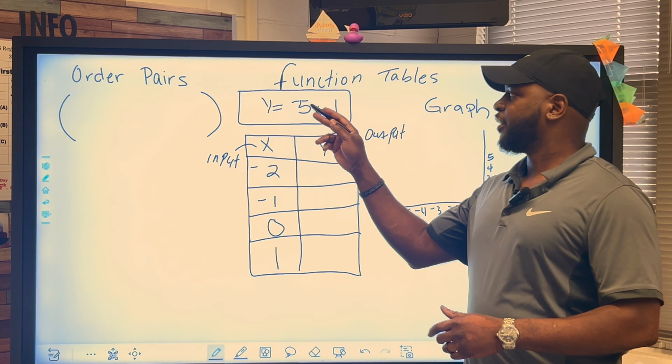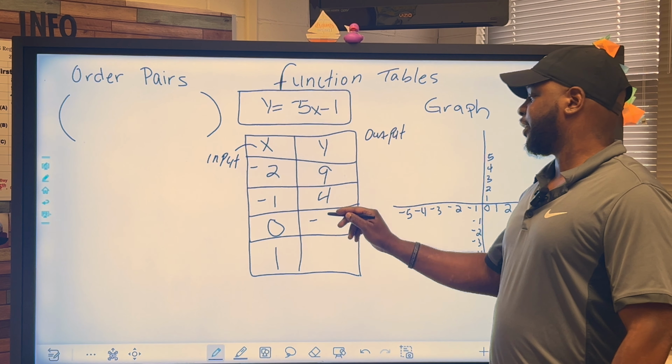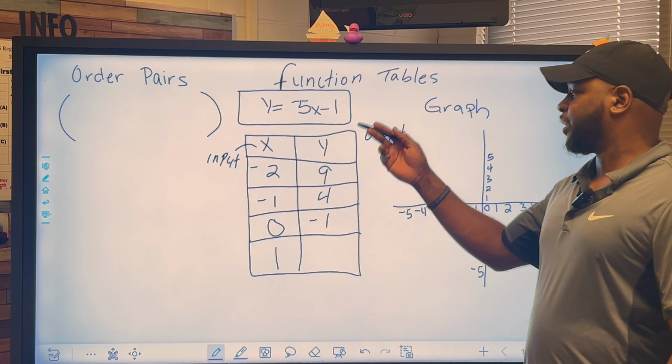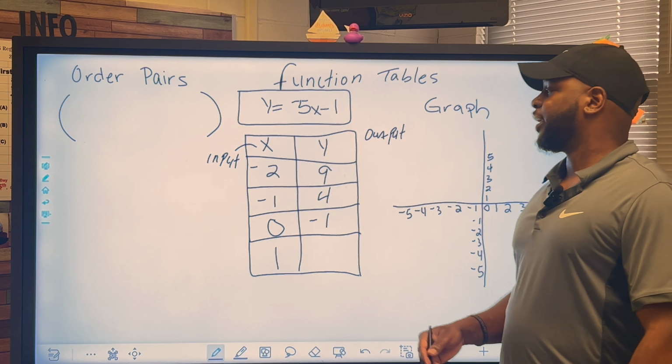-1 times -5 is a +5 take away 1. So that's going to be 4. 0 times -5 is 0. 0 take away 1, that's -1. 1 times a -5 is a -5. A -5 take away 1 will equal a -4.